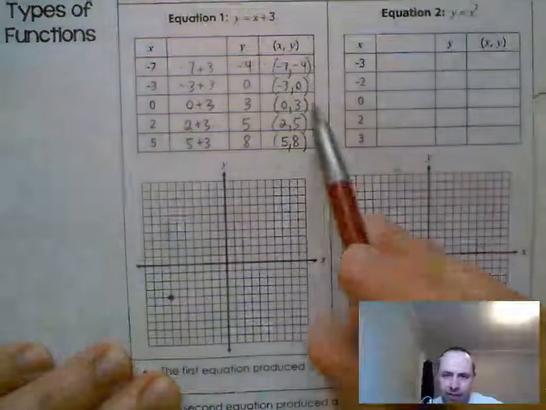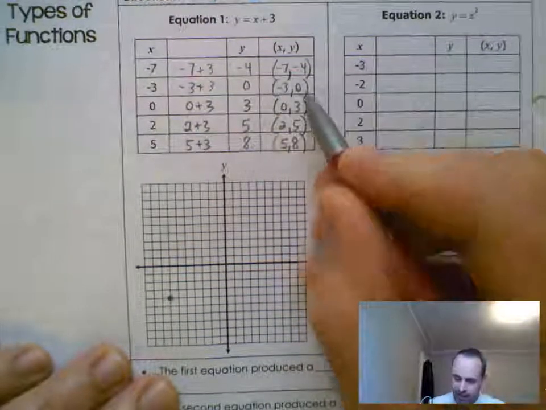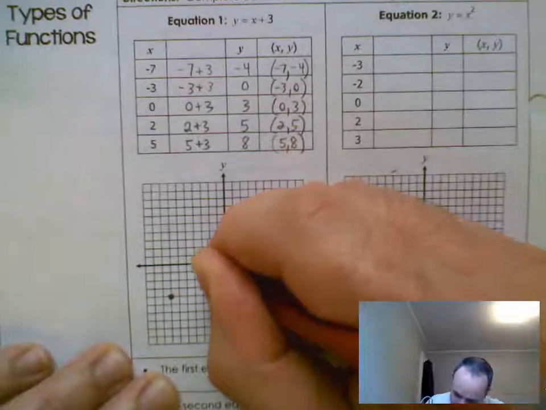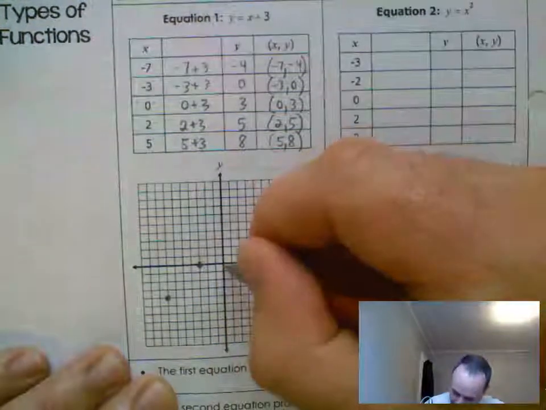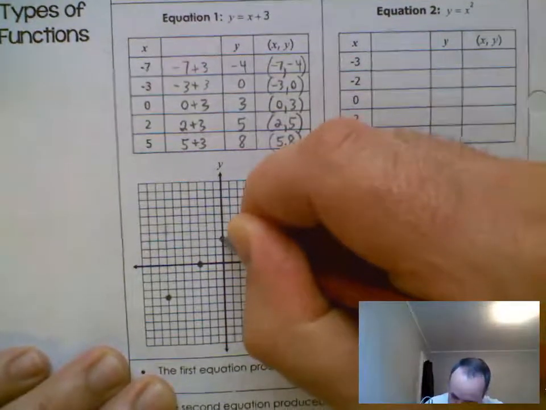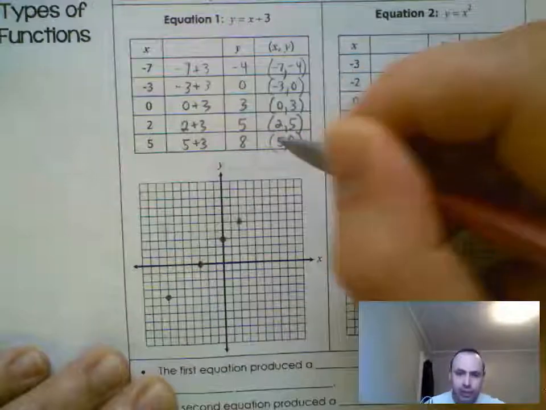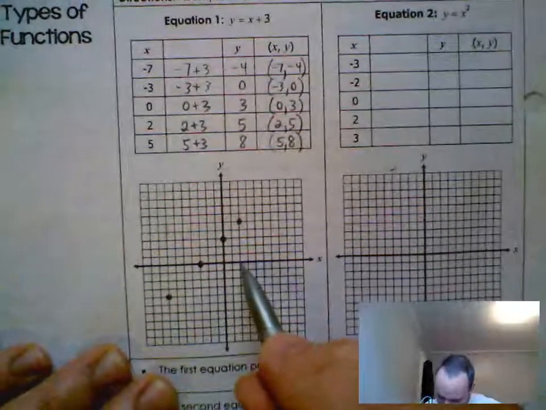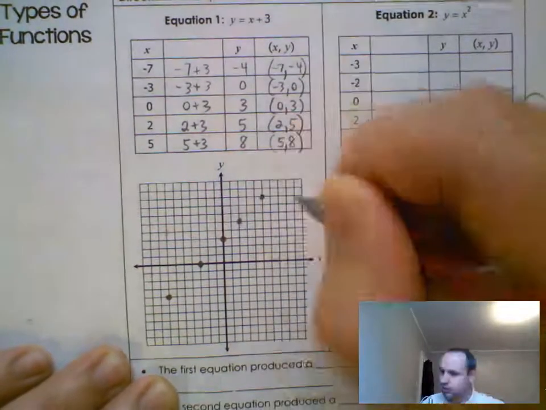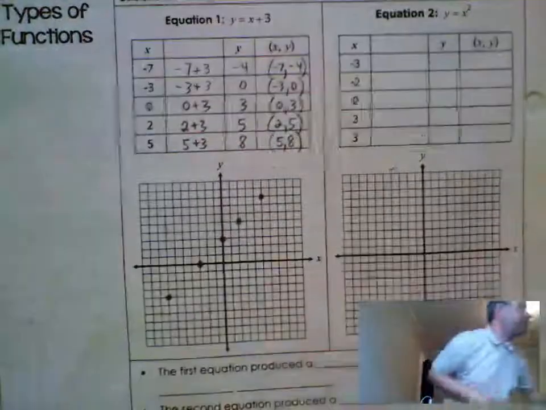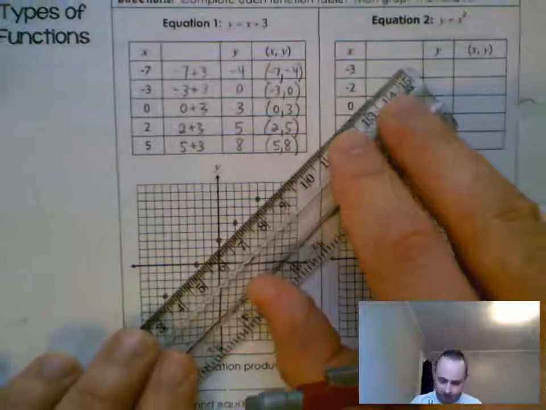Okay, and then we have -3, 0. So the first number you go left, right, right? This is always a left, right number, then an up, down number. So -3, and then I go up and down nothing. The next one is 0, 3. So I go 0, and then up 1, 2, 3. The next one is 2, 5. So 1, 2, 1, 2, 3, 4, 5. And then the last one is 5, 8. So 2, 3, 4, 5, 2, 4, 6, 8. And then I'm going to go ahead and draw a line there.